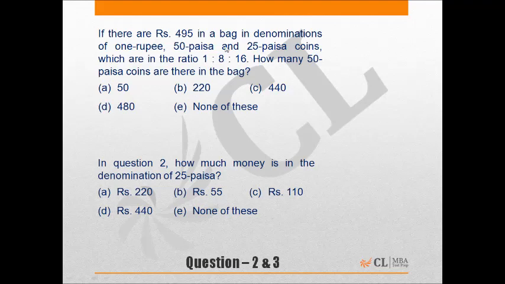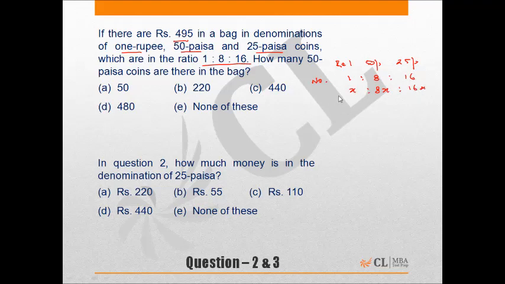Question 2 and 3: if there are rupees 495 in a bag in denominations of 1 rupee, 50 paisa and 25 paisa coins, which are in the ratio of 1:8:16. So 1 rupee, 50 paisa and 25 paisa. The number of coins are in the ratio of 1:8:16. How many 50 paisa coins are there? A very simple question. You will assume the number of coins to be x, 8x and 16x.